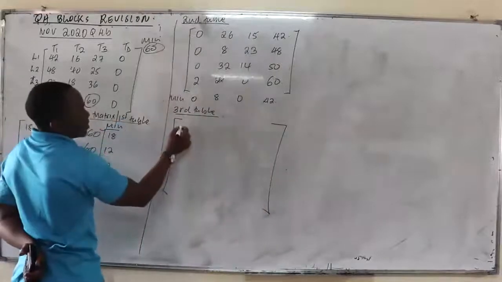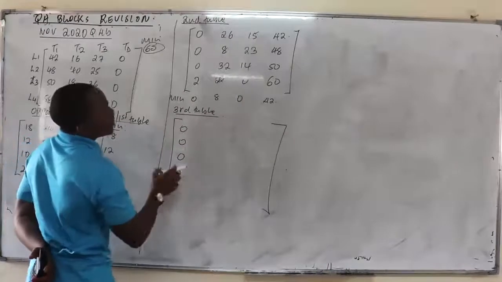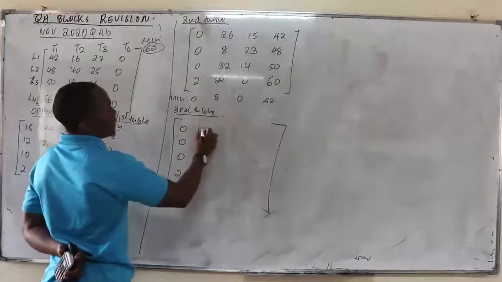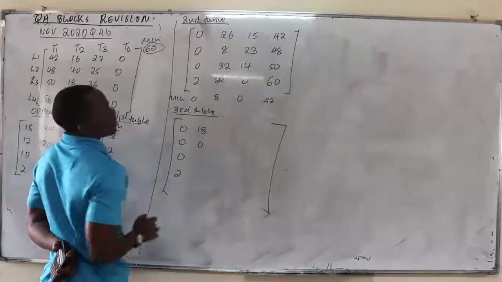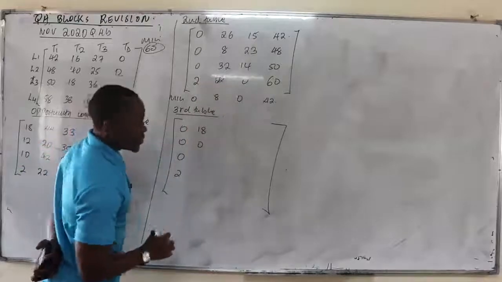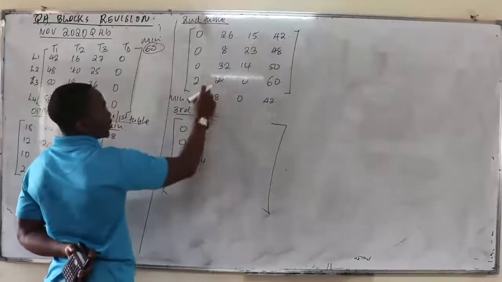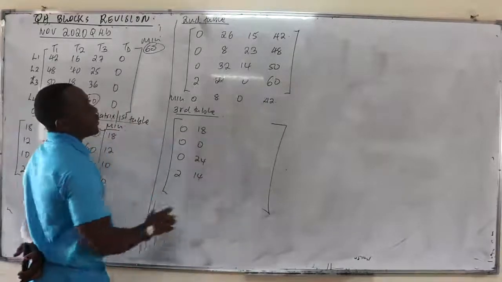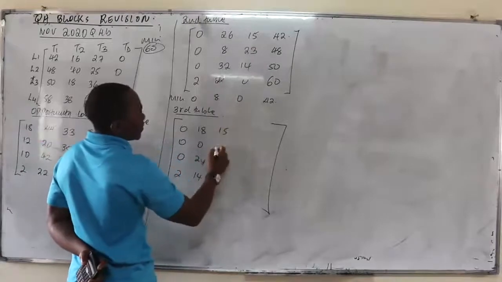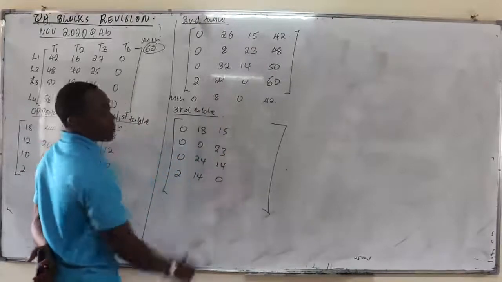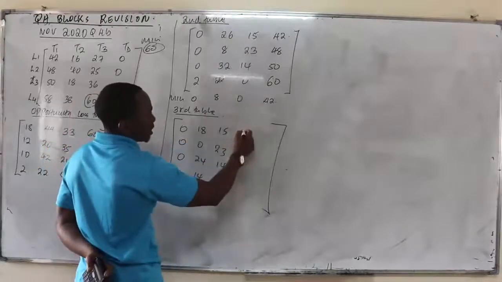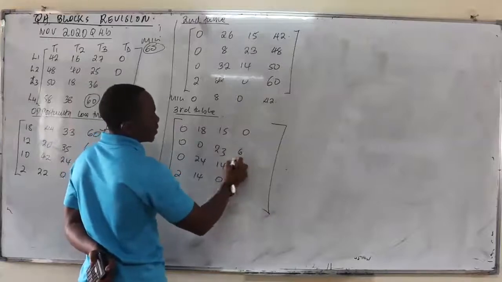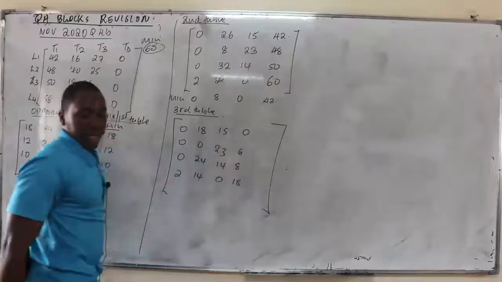0 minus 0, 26 minus 8, is that 18? 18. 8 minus 8, you get 0. Then 32 minus 8, you get 24. Then 22 minus 8, this is 14. 15 minus 0, you get 15. Then 42 minus 42, you get 0, 6, 8, 18.